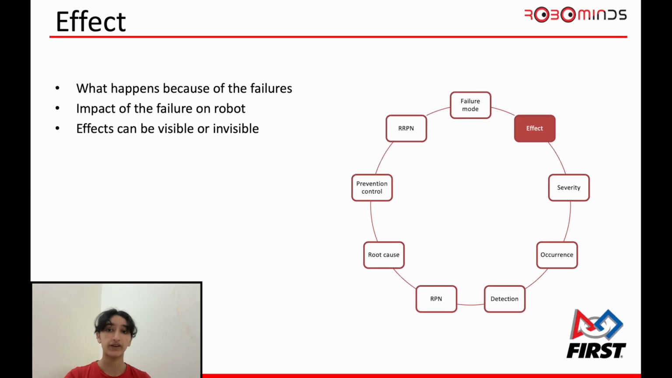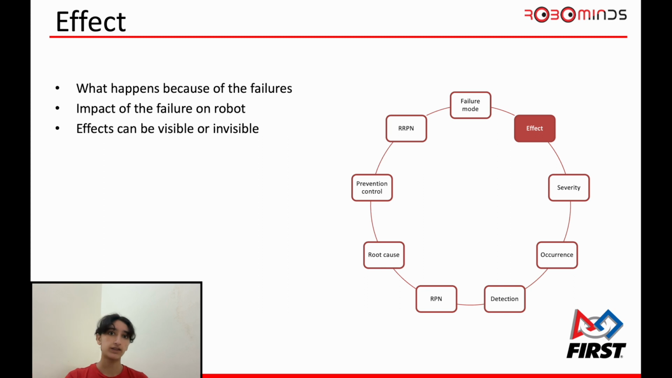Then we have the effect. This is the second stage. The effect is basically what happens because of the failure, and in this case, the impact of the failure on the robot, which is that the robot falls. So in our case, the effect is pretty visible.